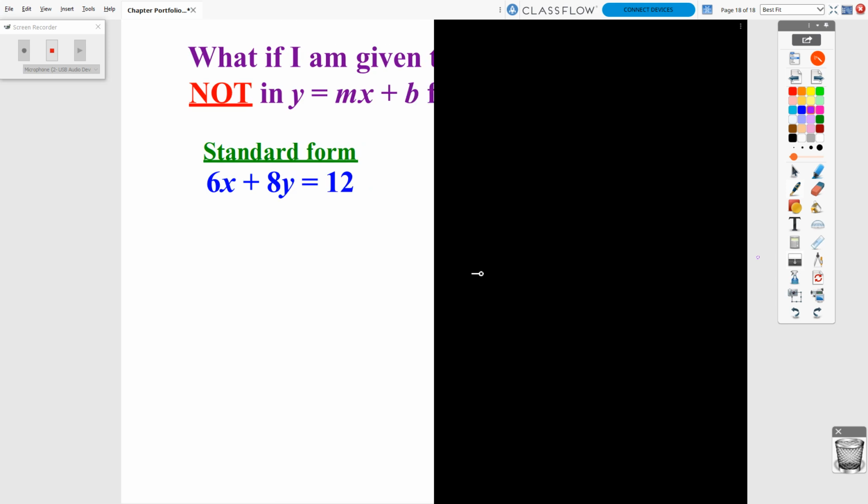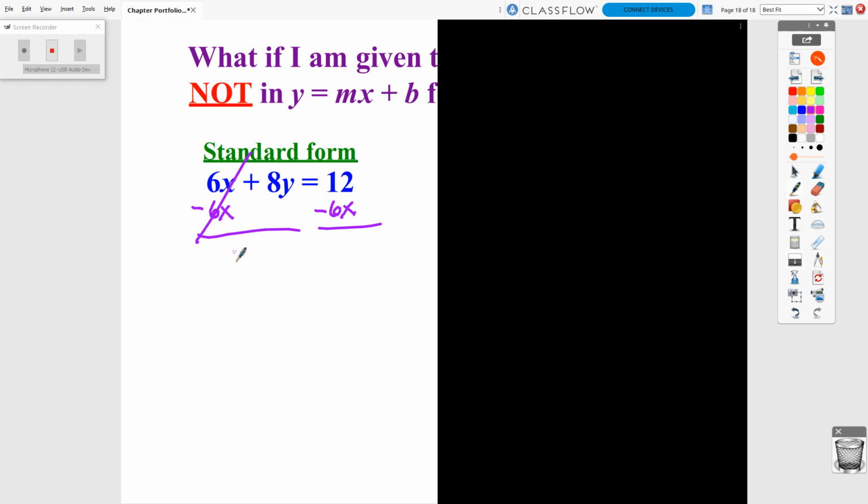So for standard form, I want this to look like y equals mx plus b. So I need to solve for y. I need to get y all by itself. So first thing I would do, I would move these 6x's over to the other side. And so I have 8y. And then usually the mx comes first, right? So that's where I'm going to put the negative 6x. And then plus 12. Could you have written 12 minus 6x? Yes, but then it's more in like b plus mx format, which makes it a little bit different looking.